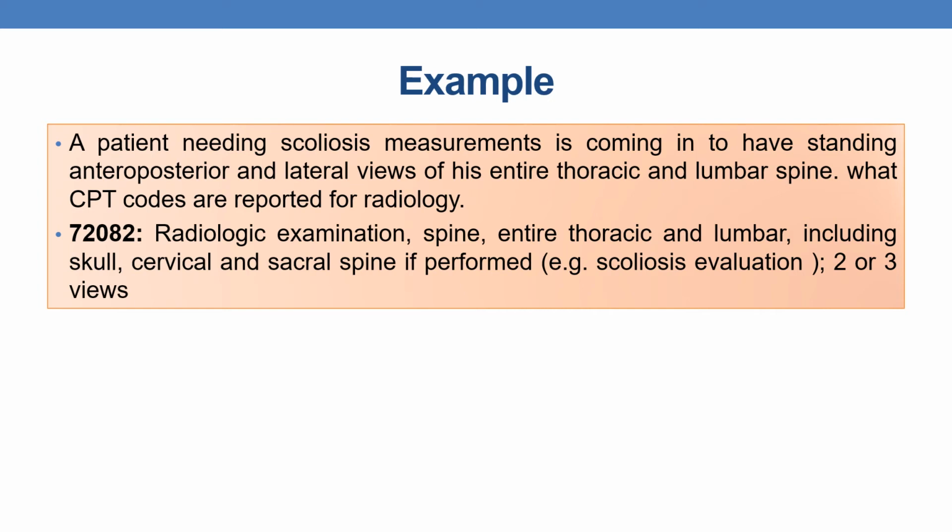Entire thoracic and lumbar spine, anterior, posterior and lateral views. That is, 2 views are taken for entire thoracic and lumbar spine. And the assessment is done to measure the scoliosis. So the appropriate CPT is 72082. Radiological examination spine, entire thoracic and lumbar, including skull, cervical and sacral spine if performed. For example, scoliosis evaluation, 2 or 3 views.